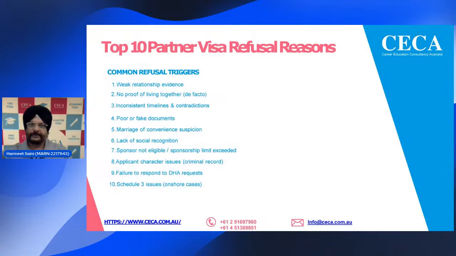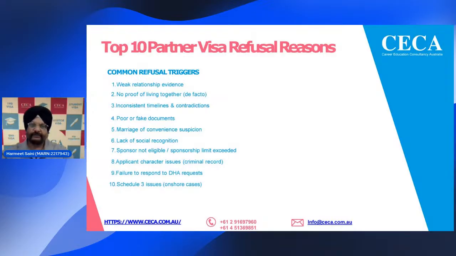Another reason could be that the sponsor is not eligible. The sponsor eligibility I explained previously. If you sponsored someone within the last 5 years, or if convicted of any offense, that could be the reason. Then the applicant's own character assessment, and if, under a section 56 request, they ask for some requirements to process your visa application and you do not respond on time, and Schedule 3 issues which I described recently. And yeah, these are the main reasons why this visa is refused.